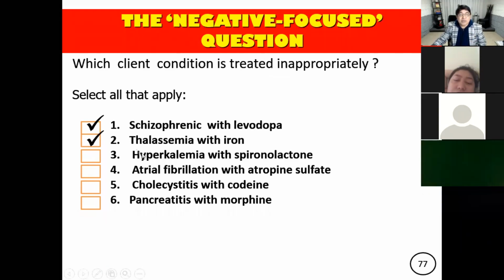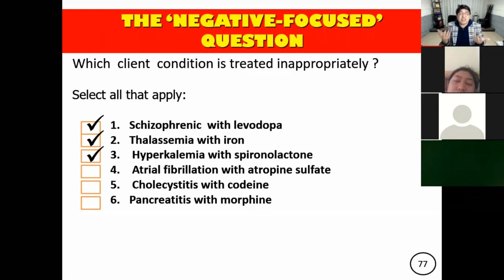Next, hyperkalemia. You have elevated potassium, more than 5.3 milliequivalent per liter. Spironolactone, potassium-sparing diuretic. Will it worsen hyperkalemia? Yes. So is this an inappropriate treatment? Yes. So we put a check. Atrial fibrillation, okay? The atria contracts at a rate of 400 to 600 beats per minute. So what medication will we instruct the patient to avoid?